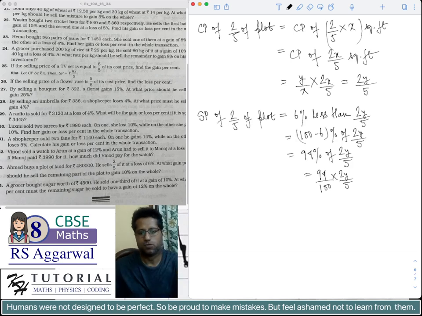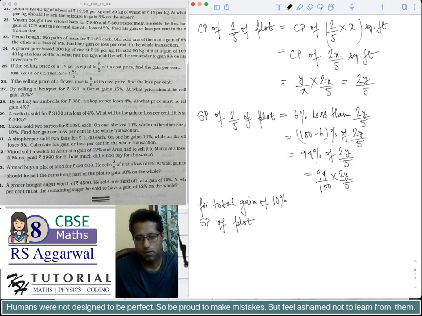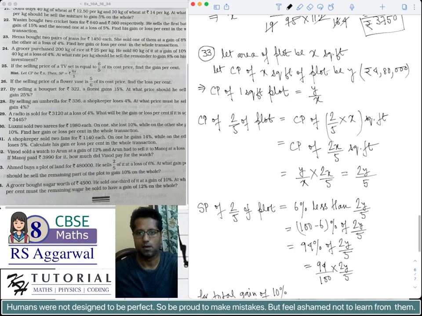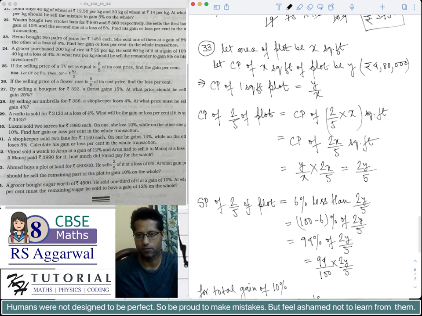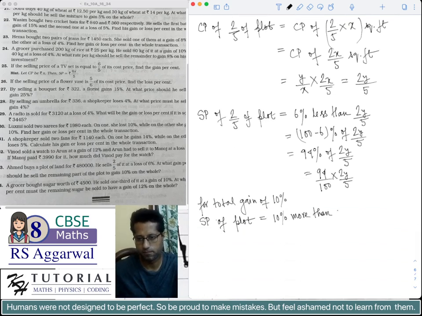So for a total gain of 10%, we must have the selling price of the plot equal to 10% more than the cost price of the entire plot, which is y. We have assumed that the cost price of x square feet of plot is y.